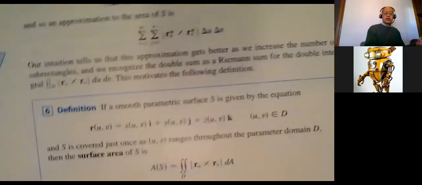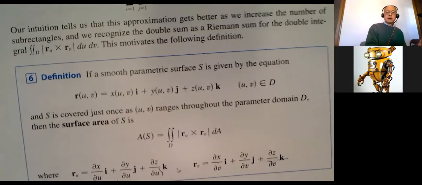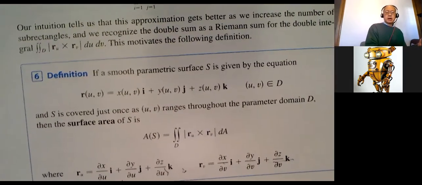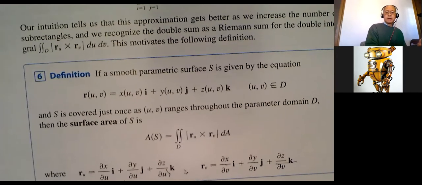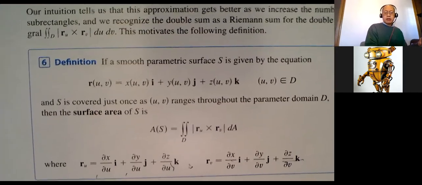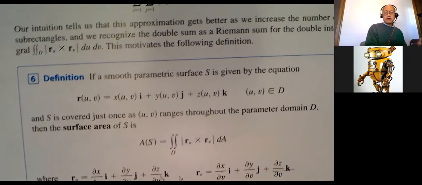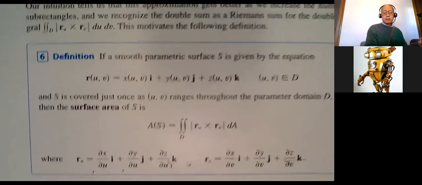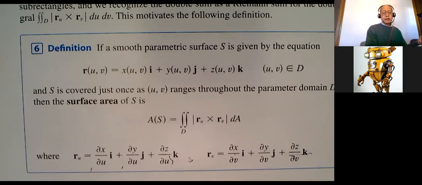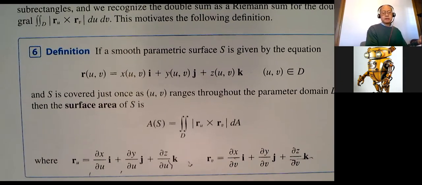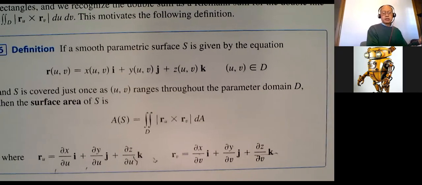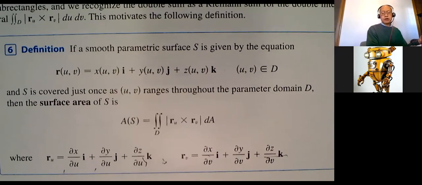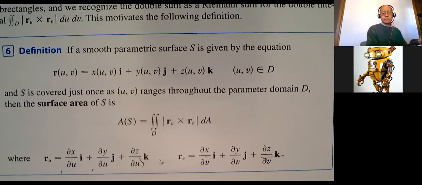Okay, surface area. If you have a parameterization of r in terms of u and v, then the area of the surface is the double integral of the magnitude of r sub u cross r sub v. r sub u is partial of x with respect to u, partial of y with respect to u, partial of z with respect to u, and r sub v is partial of x with respect to v, partial of y with respect to v, partial of z with respect to v. Three derivatives in one.